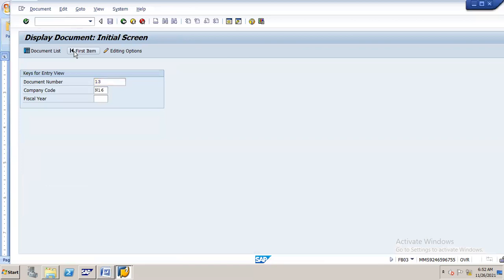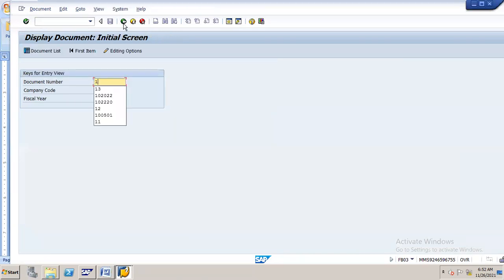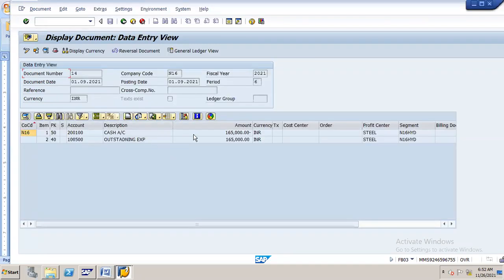Let me show you 13. In 13, I create the provision here. Salary is debit. This is the first. After that, I paid the payment. First, salary is debit, outstanding is credit. After paying, what is the entry? Tell me. 14th document number. Right? Cash is credit, outstanding is debit.